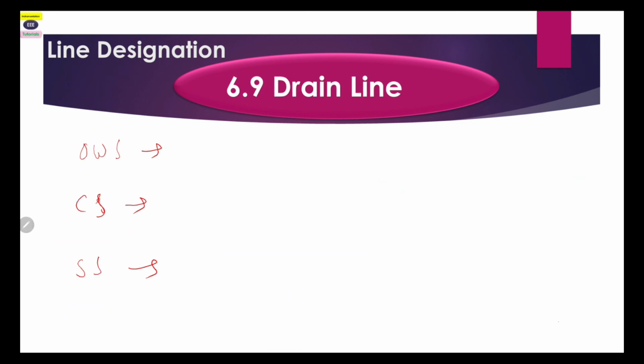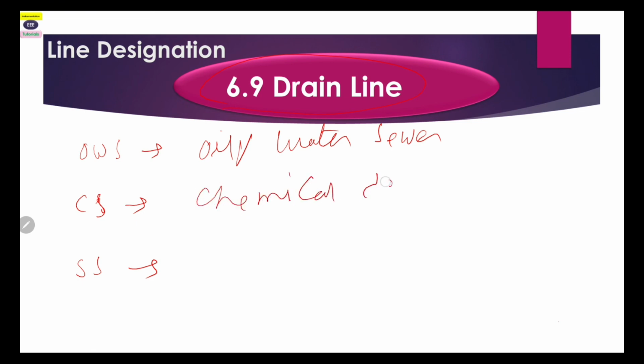Now next is the drains line. Drain lines are also very important. OWS is oily water sewer, and CS is chemical sewer. And SS is storm sewer. This is the meaning of the drain lines.